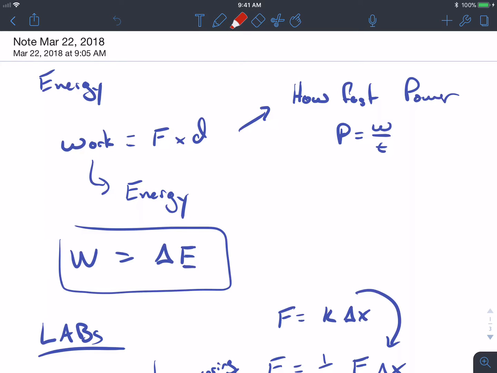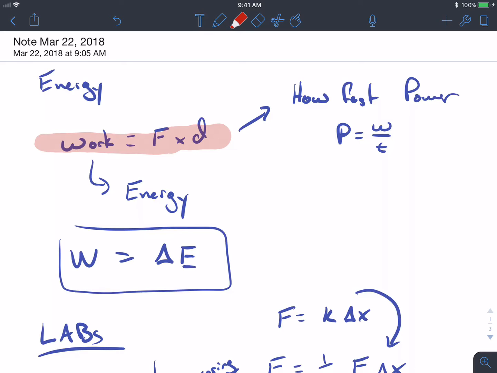Mr. Selector here to do a quick overview of our energy and work and power unit. So to start off, we have that work is force times distance, and when we're doing this, we're always making sure that's the displacement in the direction the force is applied.